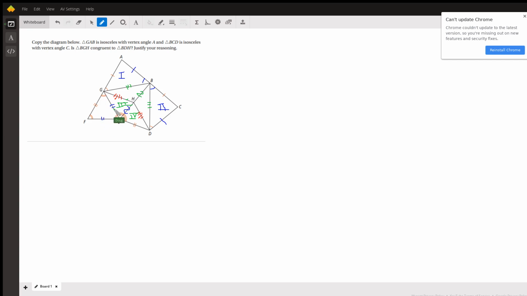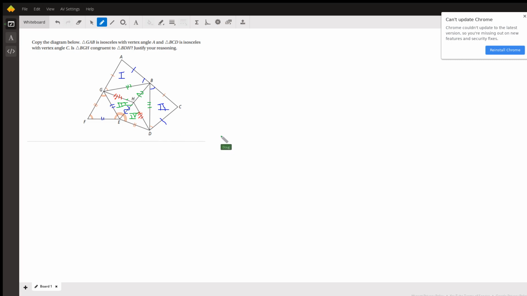So I can put 2 tick marks there on GE. ED already has 2 tick marks. The angle between HE and ED has 3 arc marks, and between HE and GE, 3 tick marks. So, and HE is congruent to itself by reflexive. So triangle 3 is congruent to triangle 4 by side, angle, side. And that allows us to put these 4 tick marks on GH and HD.